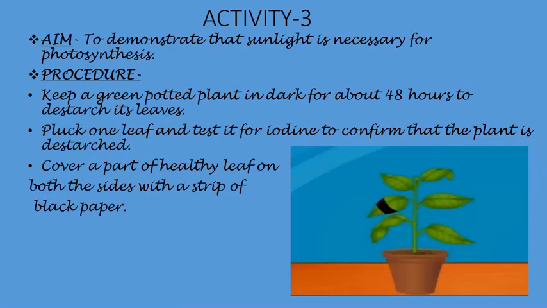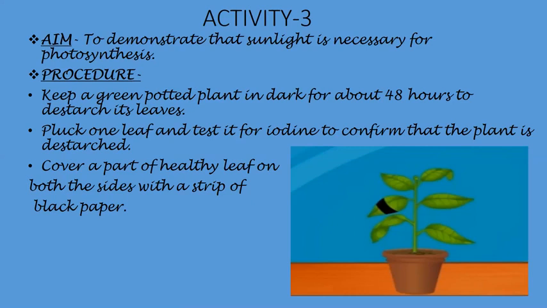Now, let's discuss activity 3. Here, we will demonstrate that sunlight is necessary for photosynthesis. What is the procedure? Keep a green potted plant in dark for about 48 hours to destarch its leaves. What is destarching of a leaf?